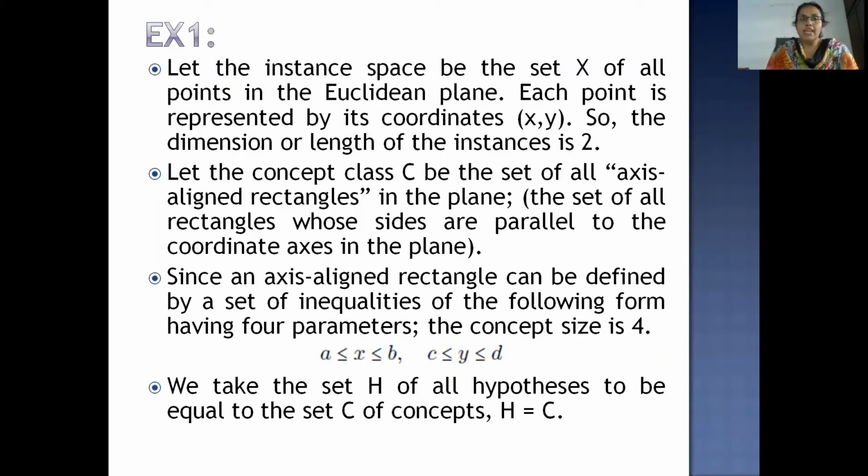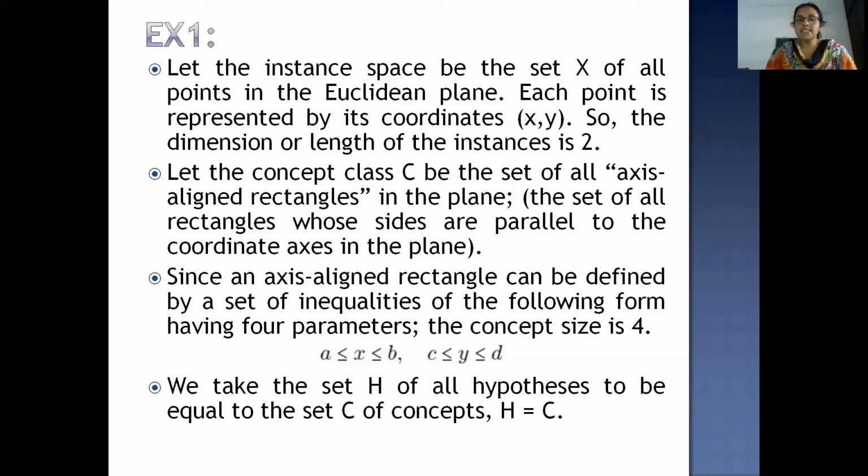Okay, now let the concept class C. Concept class എന്തോ നമ്മുടെ ഹൈപ്പോത്തസിസിന് ഏത് ഷേപ്പ് ഉണ്ടായിരിക്കണം എന്നുള്ളത്. Concept class C with a set of all axis aligned rectangles. Axis aligned rectangles എന്ന് പറഞ്ഞു കഴിഞ്ഞാൽ അതിന്റെ edges, rectangle edges must be parallel to the axis. Okay, the set of all such rectangles ആണ് നമ്മുടെ concept class C.